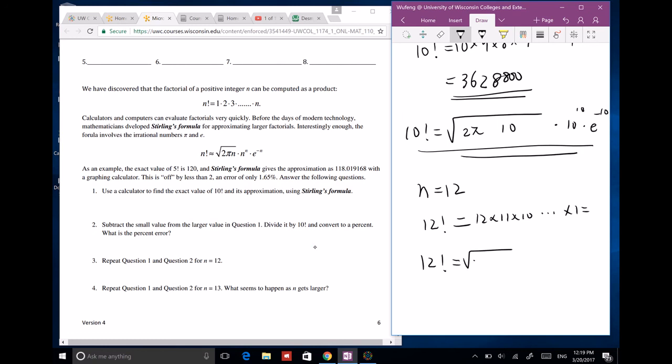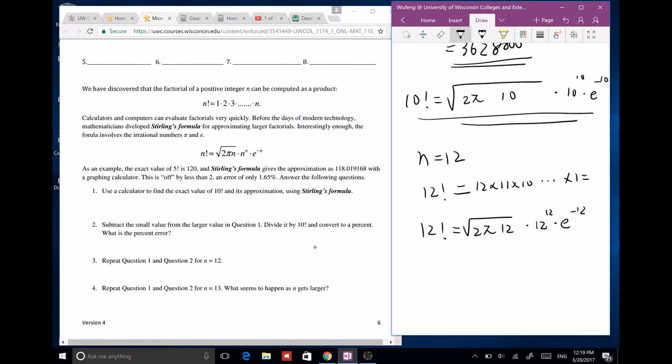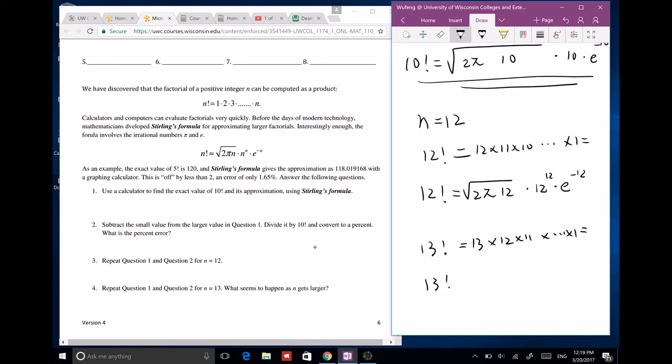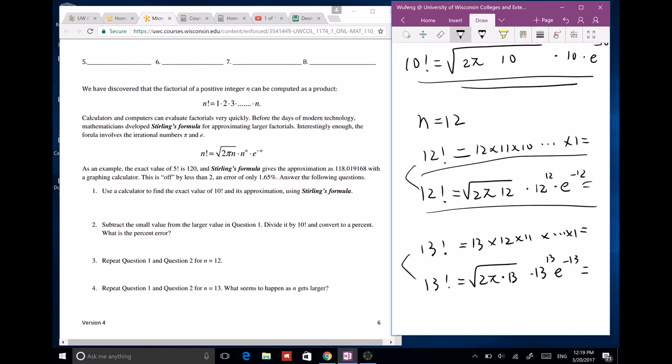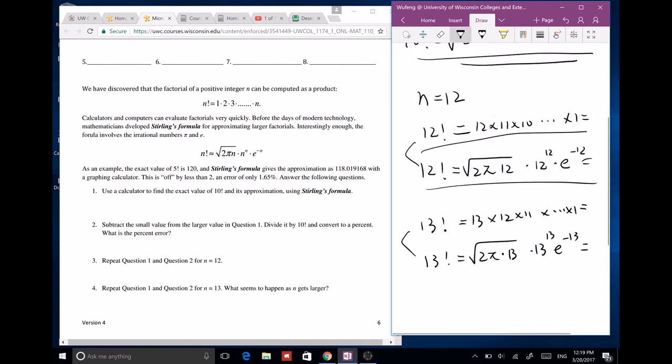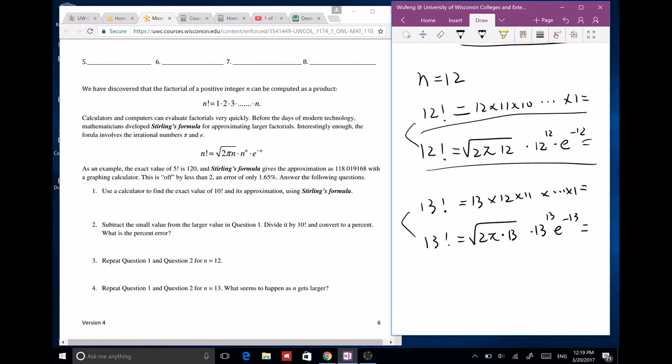12 factorial. And then you can do 2 pi times 12 times 12 to the 12th power times e to negative 12. Okay, so you can also do 13 factorial equals 13 times 12 times 11 continuing down to 1, equals what? Then you can use the formula, 13 factorial equals 2 pi times 13 times 13 to the power 13 times e to negative 13. Compare the actual value and the Stirling formula. Compare these values, see if there's any pattern when n gets larger. Okay, that's how you do this.